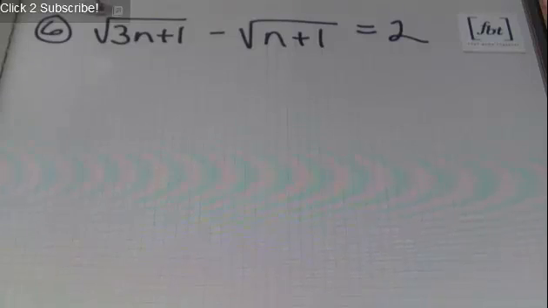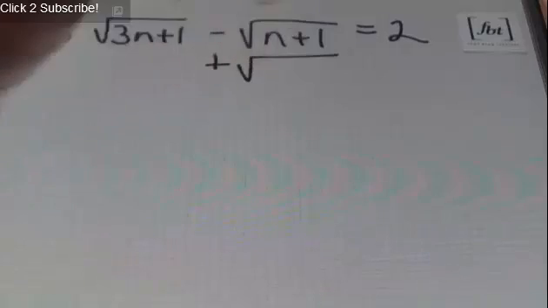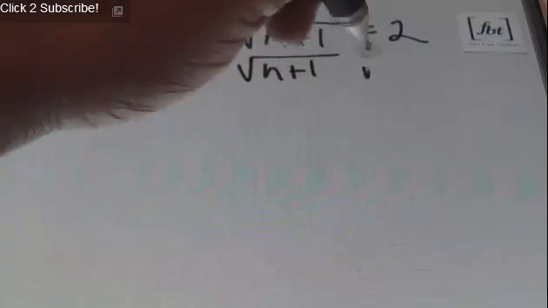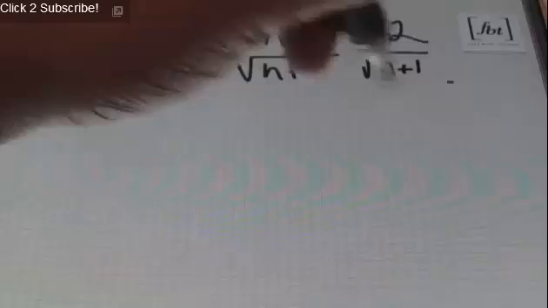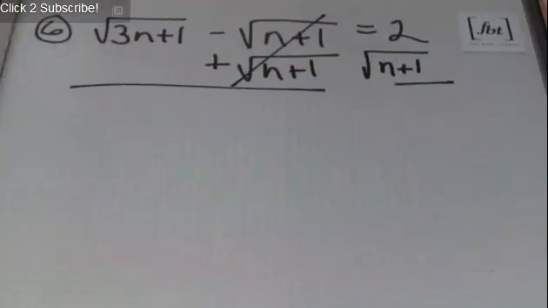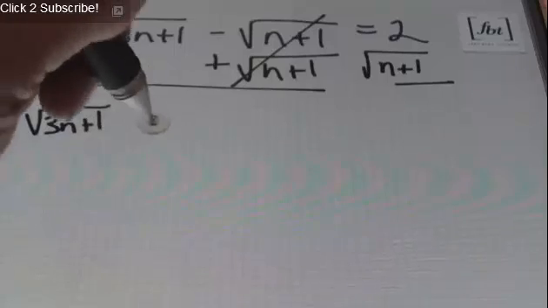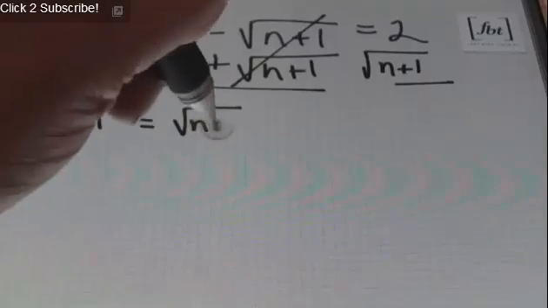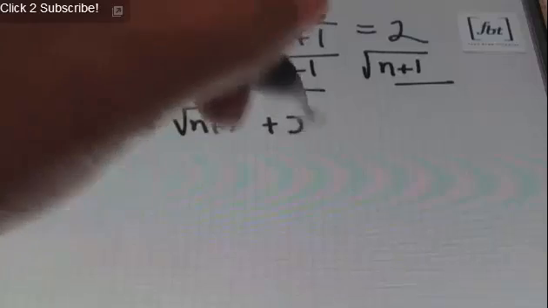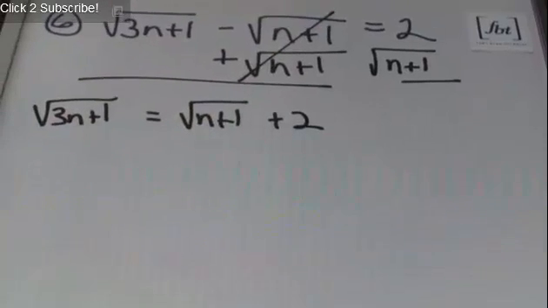So in this problem, the square root of 3n plus 1 looks more intimidating than the square root of n plus 1. So I'm going to add the square root of n plus 1 to both sides. By doing that, that cancels out the radicals there, and I'll bring down the square root of 3n plus 1, which equals the square root of n plus 1 plus 2. Then I'll be squaring both sides.